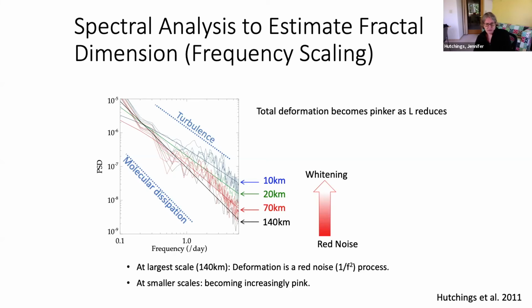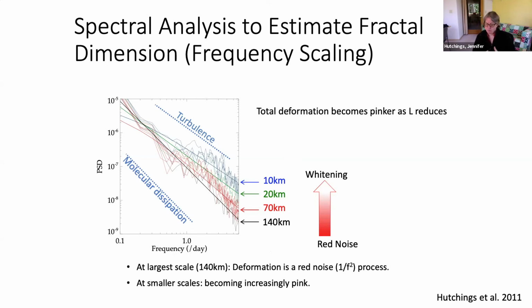If we were to look at a spectra of the total deformation, so this is essentially thinking about the timescale properties, because you can relate the spectra to a fractal dimension, we can see that at the largest spatial scales, the ice deformation is behaving as red noise, and it becomes increasingly whiter as you go to smaller scales. So there's more noise at smaller scales.